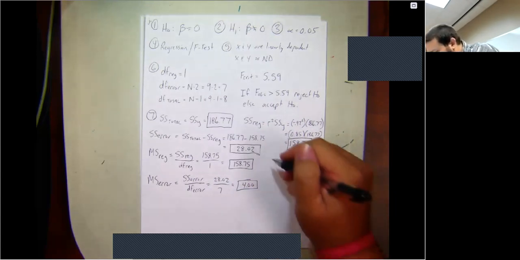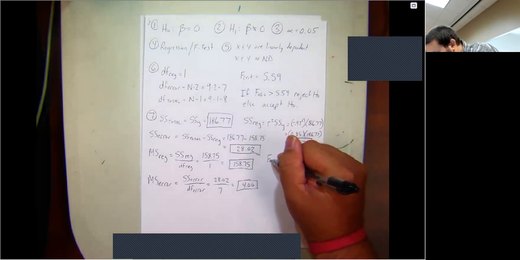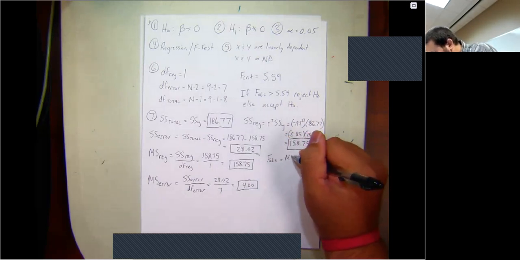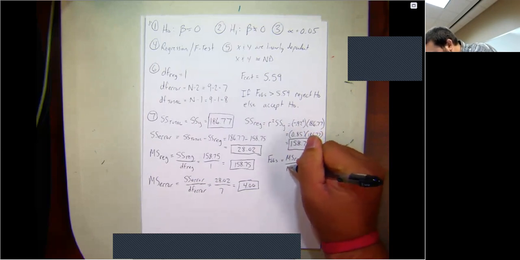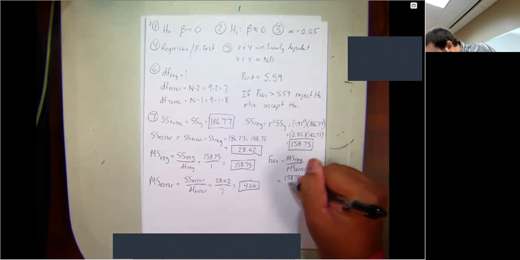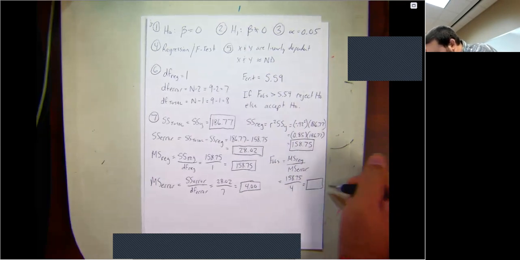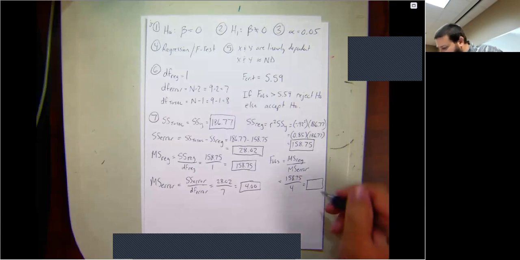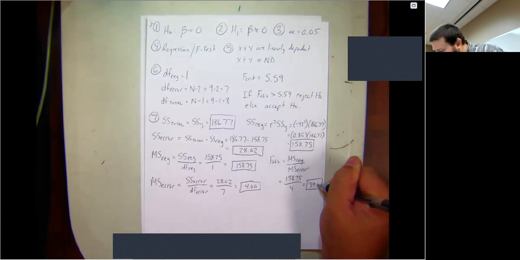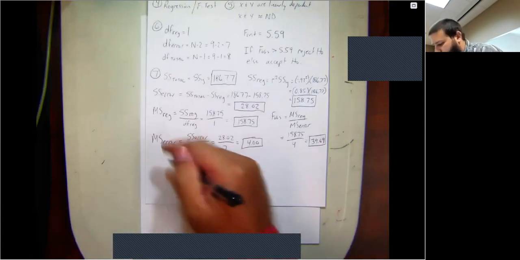And then the F observed, I'm trying to put it over here so I can put our source table down below. F observed is mean square regression over mean square error. That's equal to 158.75 divided by 4. So our F observed, the big value we were after, is 39.69. So 39.69 is our F. Put our source table down here.